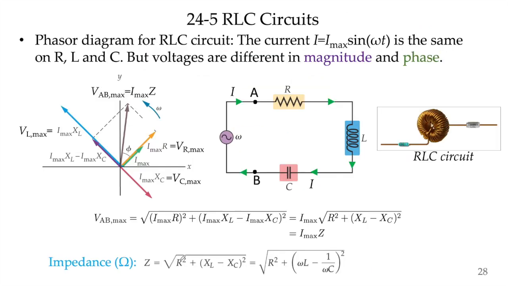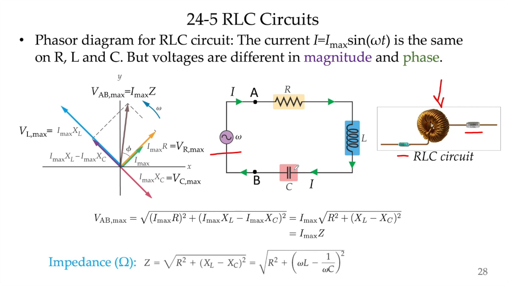So now we move to RLC circuits. Okay, they are very important circuits. So the phasor diagram, now we have all the components R, L and C connected to the AC source. Okay, and in reality they are like this. So this is the resistor, this is the capacitor, and this is the coil. In reality they look like this.